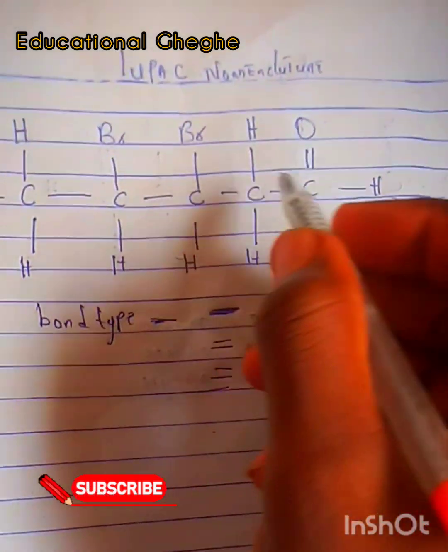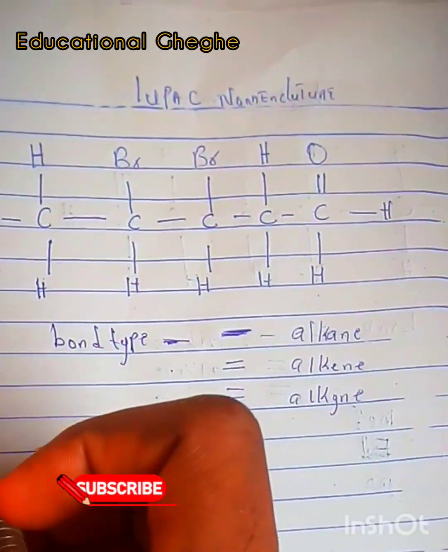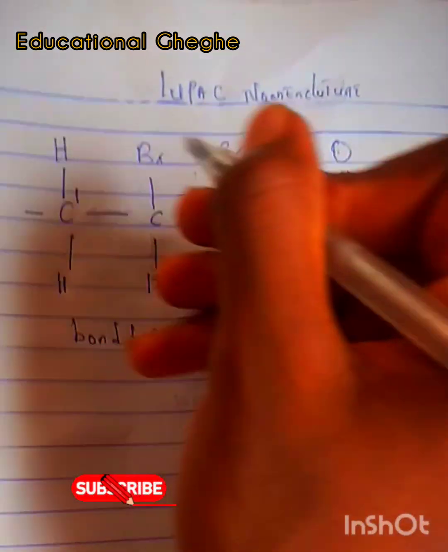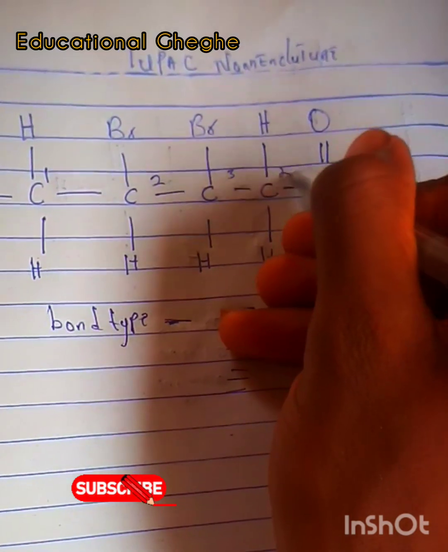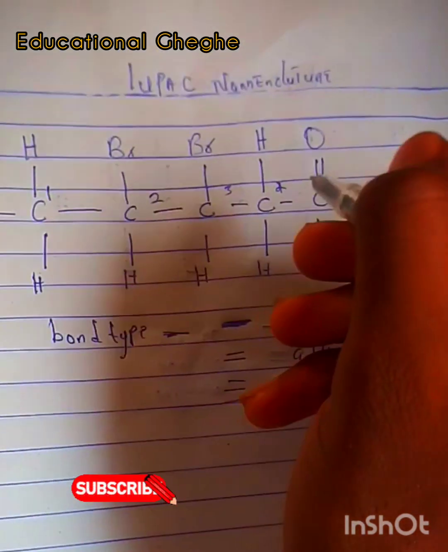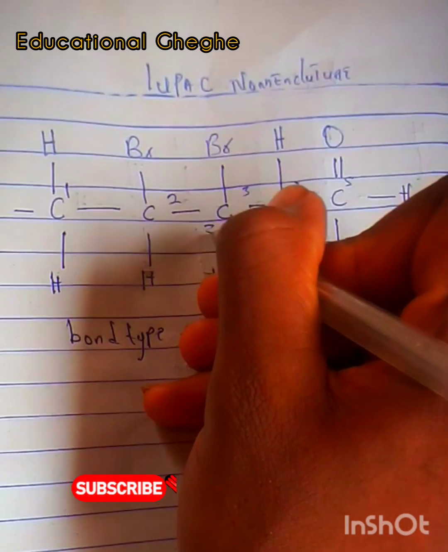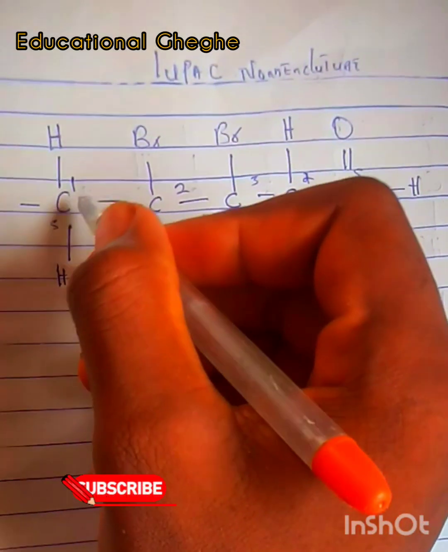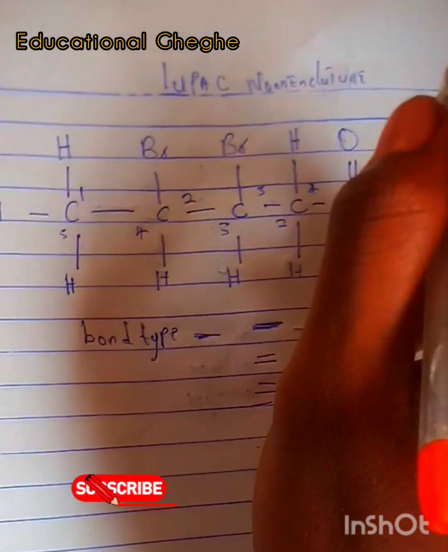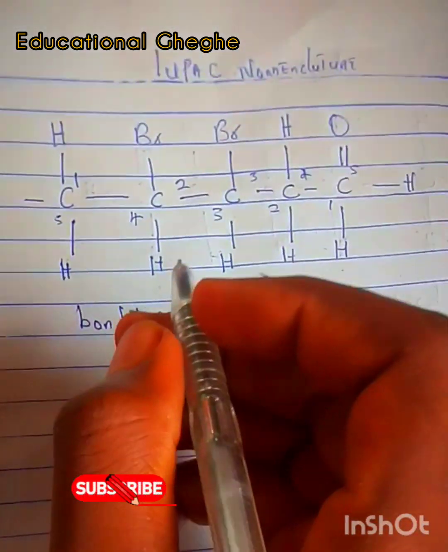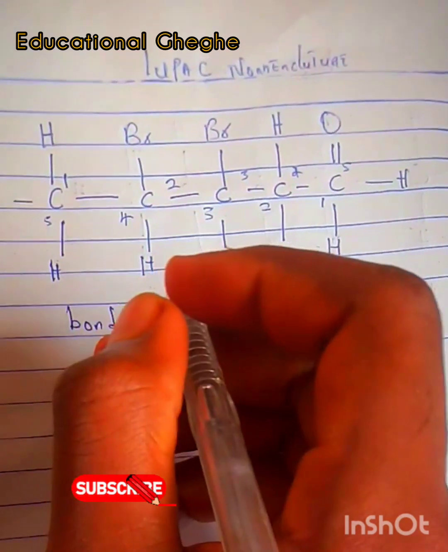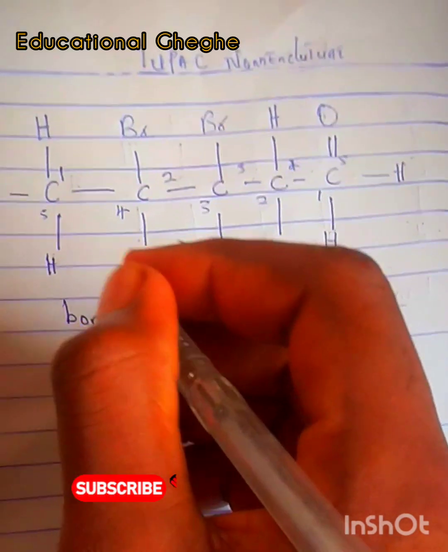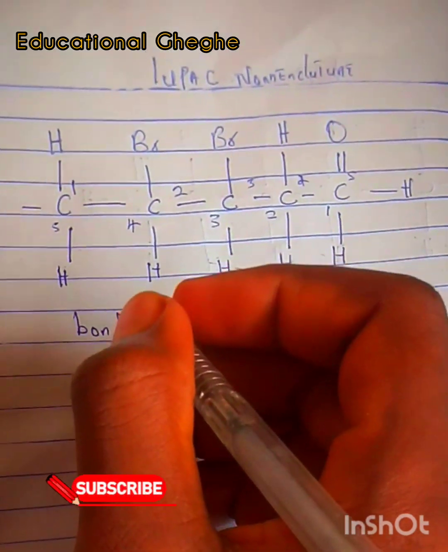Now, as you have identified this, another thing we have to identify is the homologous series. Now, let's count the carbon. 1, 2, 3, 4, 5. Now, let's count this backwards. 1, 2, 3, 4, and 5. As you can see, how many carbon atoms are here? There are 5. And in the homologous series, any element that has 5 carbon atoms falls under pentane. Now let me show you.